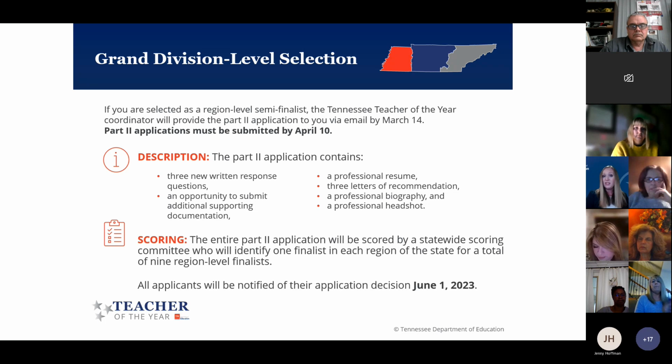The part 2 application contains 3 new written response questions, an opportunity to submit additional supporting documentation, a professional resume, 3 letters of recommendation, a professional biography, and a professional headshot. The entire part 2 application will be scored by a statewide scoring committee who will identify 1 finalist in each region of the state for a total of 9 region level finalists. All applicants will be notified of their application decision by June 1st of this year.